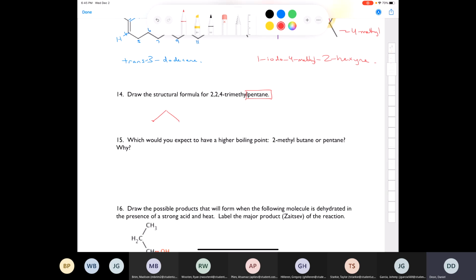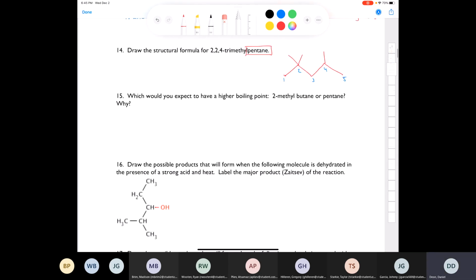1, 2, 3, 4, 5. You can number the carbons if that helps. 1, 2, 3, 4, 5. At carbon 2, you've got 2 methyl groups, so 1, 2, and at carbon 4, you have 1 methyl group. There you go. That's it. Nothing more than that. That's the structural formula for 2,2,4-trimethylpentane.